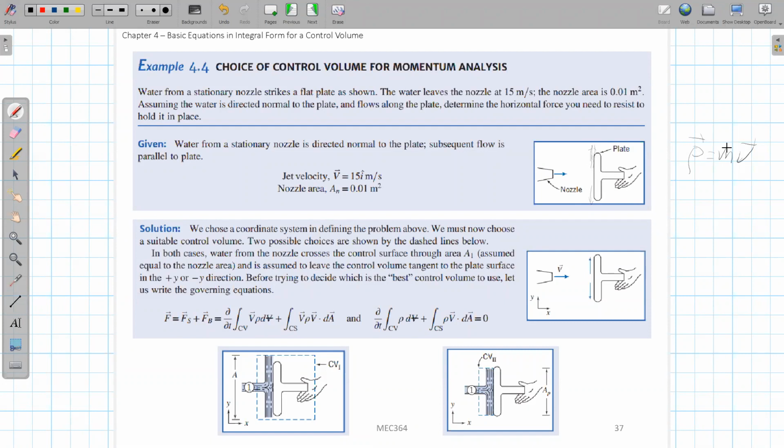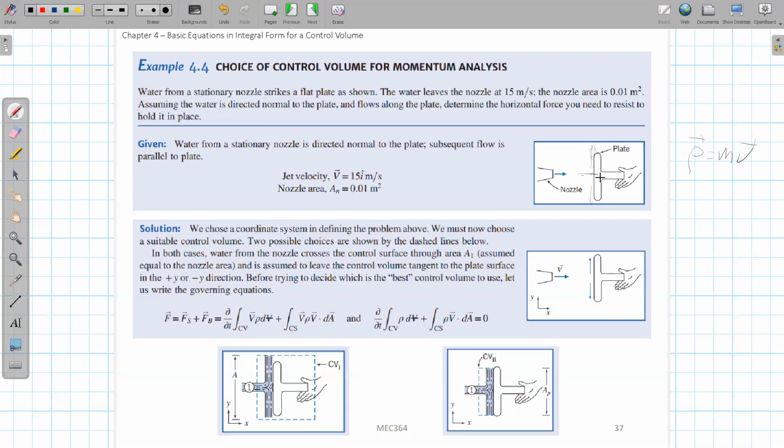Okay, and because we have this change of momentum, we have to provide a force to make this change of momentum feasible, right? From Newton's second law. So if you have a hand to hold this plate, this hand must provide some force going left to hold the plate to make sure this can happen. The problem is asking what force is required when you're holding this plate. You need both the force in the x direction and the y direction. The x direction force is used to change the momentum direction. The y direction force is basically to hold the weight of this plate.